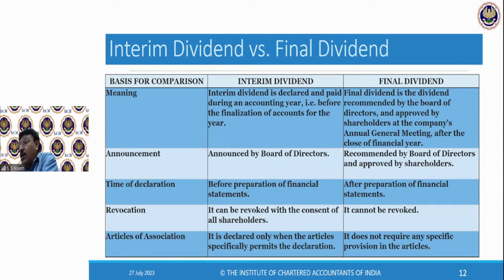But if you look at, I think India, you don't have to provide. On payment basis, you can take it in the year in which you actually pay. That's not for this one I'm saying. Articles of association: interim dividend is declared only when the articles specifically permit. Whereas final dividend has nothing to do with articles. Final dividend is statutory, you can give. Okay.